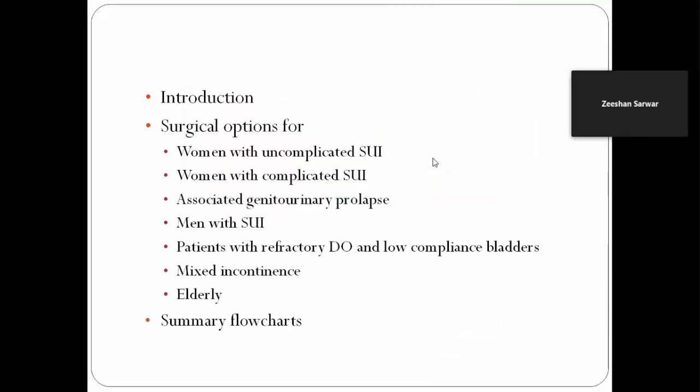The content of today's presentation includes the introduction, and then we'll discuss the surgical options for women with uncomplicated stress urinary incontinence, women with complicated stress urinary incontinence, urinary incontinence associated with genitourinary prolapse, then stress urinary incontinence in men, and incontinence with refractory detrusor-overactivity and lower compliance of the bladder. And then mixed incontinence surgical options and incontinence surgical options for fertility. And then we have some flow charts to summarize today's topic.